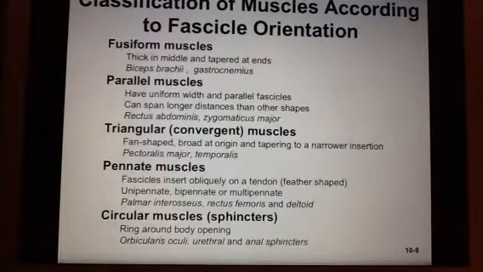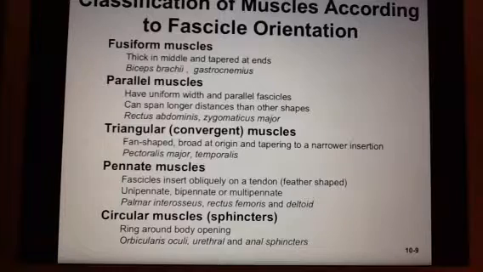So let's go back and look. Fusiform muscles are thick in the middle and tapered at the ends. These are probably what you're used to thinking about, your biceps brachii. Parallel muscles have a uniform width and parallel fascicles. Triangular muscles are fan-shaped. Pinnate muscles are feather-shaped. And then circular muscles are those sphincters that we talked about earlier. They are a ring around a body opening, and it's not only body openings, there are sphincters at organ openings as well, but the orbicularis oculi is an example as well.